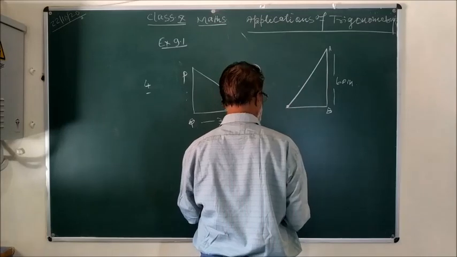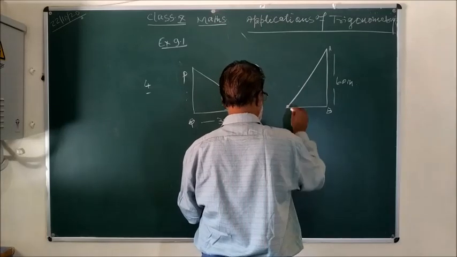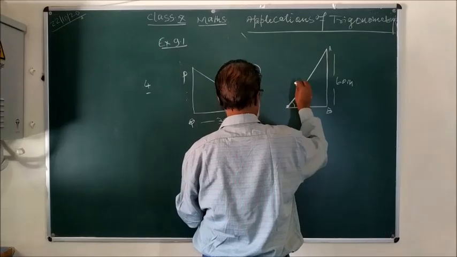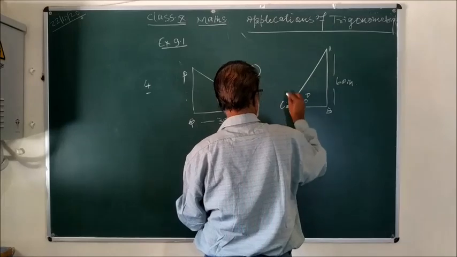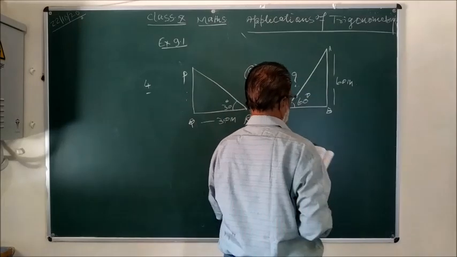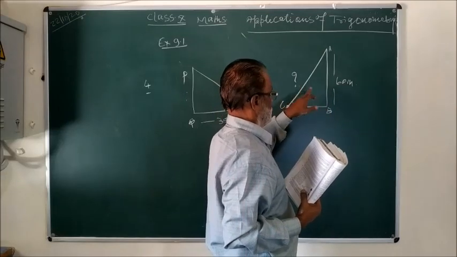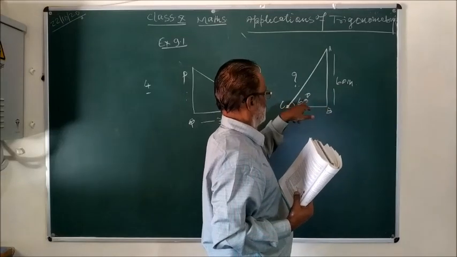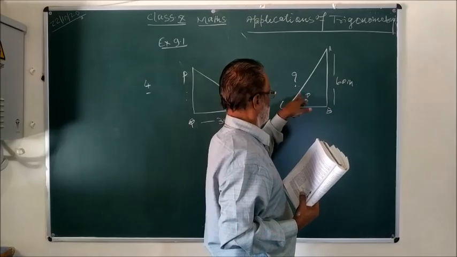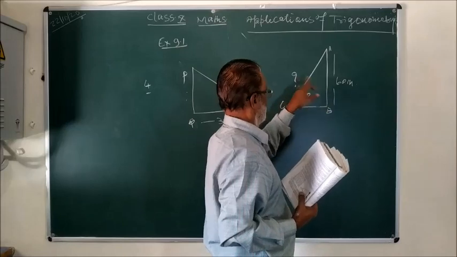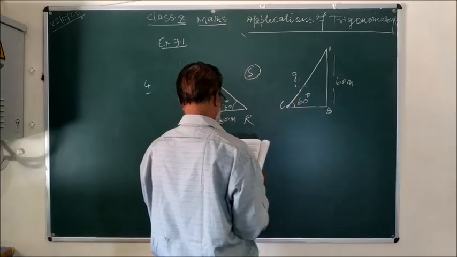Inclination means angle. The string with the ground is 60 degrees. Find the length of AC. So this is the figure. This is H, this is P, this is B, so you take sine 60, P by H. By simplifying, you will get the value.